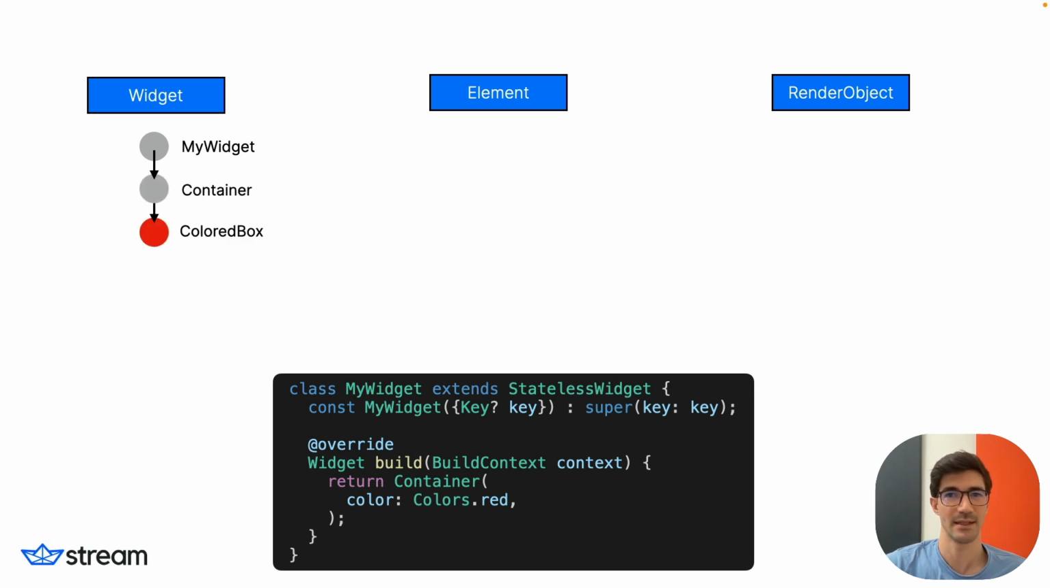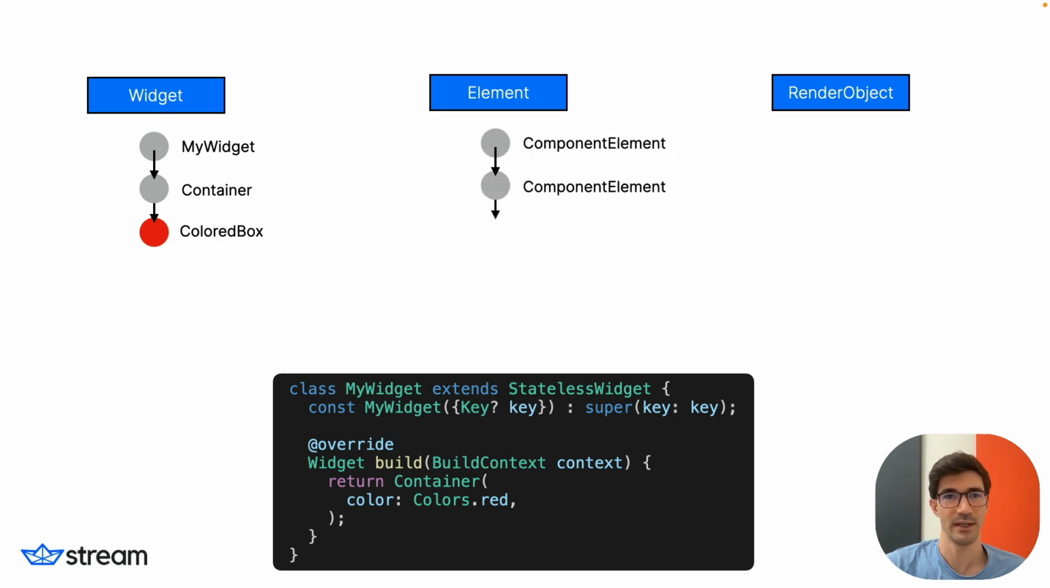The interesting bit at this point is that there is another widget added automatically. This widget is called a colored box. In the build method of the container above it, it is determined that the colored box is the appropriate widget to return, as all we are doing is setting a color in the container.